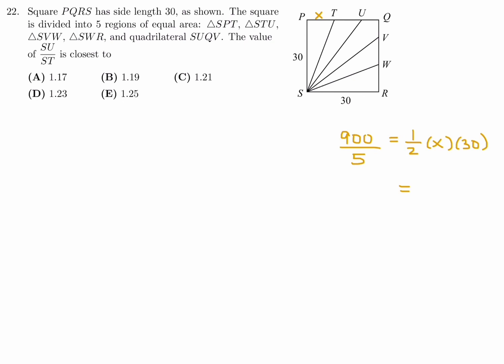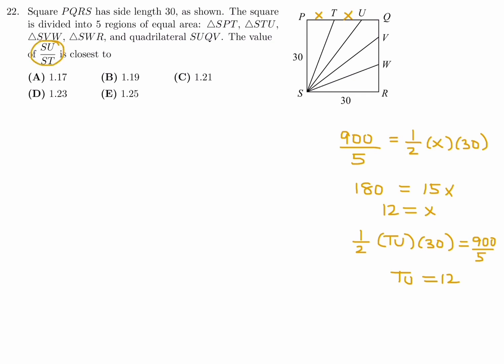So this is going to be what? 180 is 15x, so x is 12. Okay, so that's definitely nice to know. Okay, and if you then move your attention to this triangle, and this is TU, 1/2 base, which is TU, times the height, which is again 30, again is equal to 900 over 5. And that basically shows me that TU is 12. So that means this is x also. So that is the first part of the question.